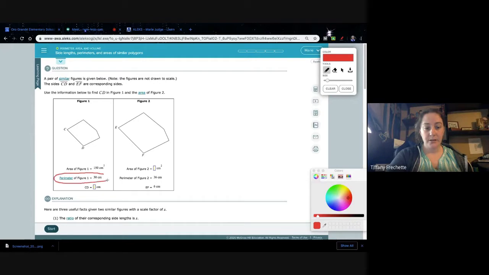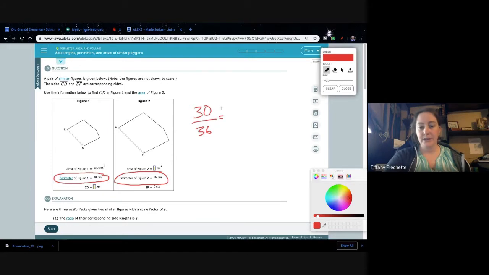perimeter of figure 1 and perimeter of figure 2. So that can be my ratio of the lengths. I have 30 to 36. Now, if they gave me a length of a side to a length of a side, that would also be my ratio. But in this case, they're giving me length to length, or perimeter to perimeter, sorry.